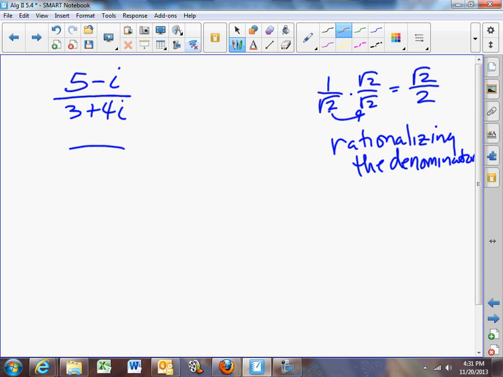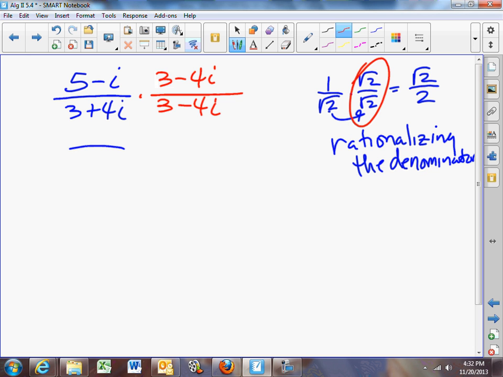Now, the way we're going to do it is we're going to multiply this fraction by 1, just like over here we multiplied this by 1. Now, the form of 1 that we use is going to be the complex conjugate of the denominator over itself. In other words, 3 minus 4i over 3 minus 4i.